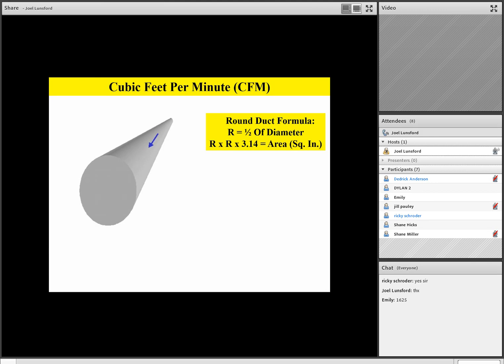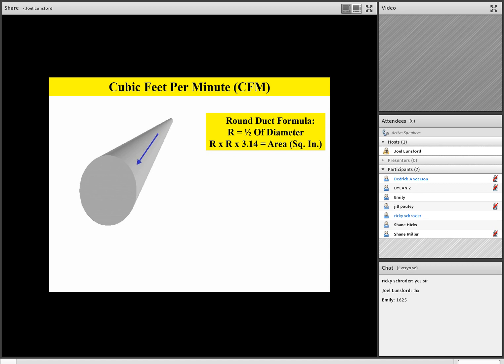So again, the radius, or 1/2 the diameter of the round duct, times itself, times 3.14 will equal the area in square inches. Now remember, team, once you get square inches, you still have to divide by 144 to get square feet. We always have to get to square feet to use this velocity method for measuring CFM. So let's do an example or two together.